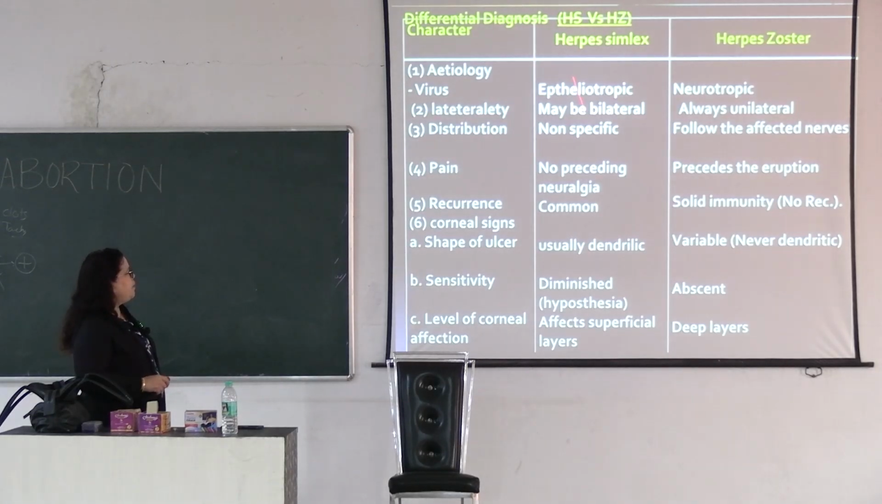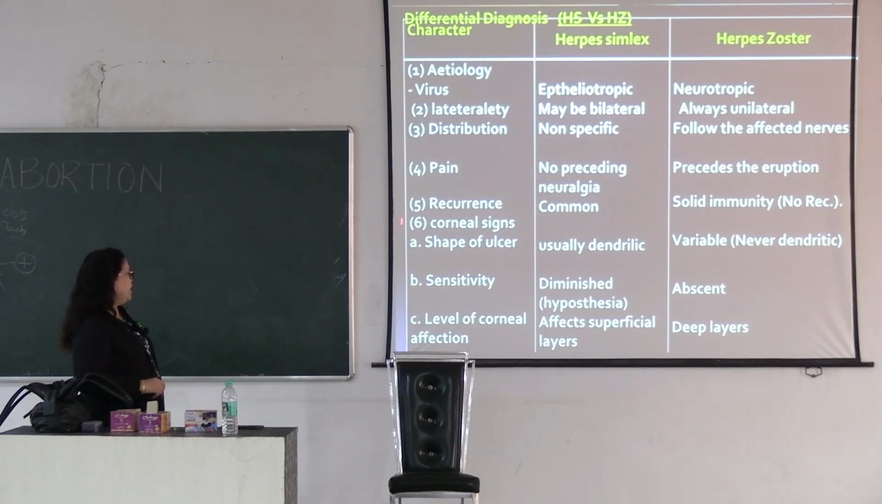Then laterality: herpes simplex may be unilateral or bilateral, but herpes zoster is always unilateral, either right or left. Then distribution: it is not specific in simplex, but zoster follows the distribution of the nerve pathway. Pain: in simplex there is no preceding neuralgia, but in zoster it precedes the eruptions. Then recurrence: it is common in simplex, and less common in zoster because once the patient is infected, they develop immunity against that virus.